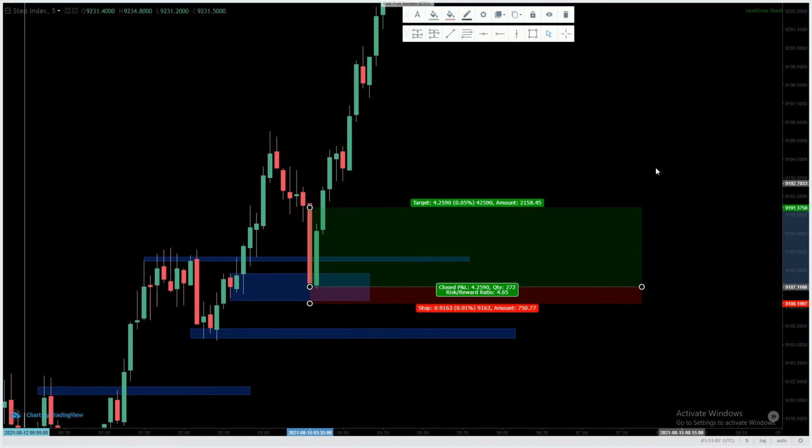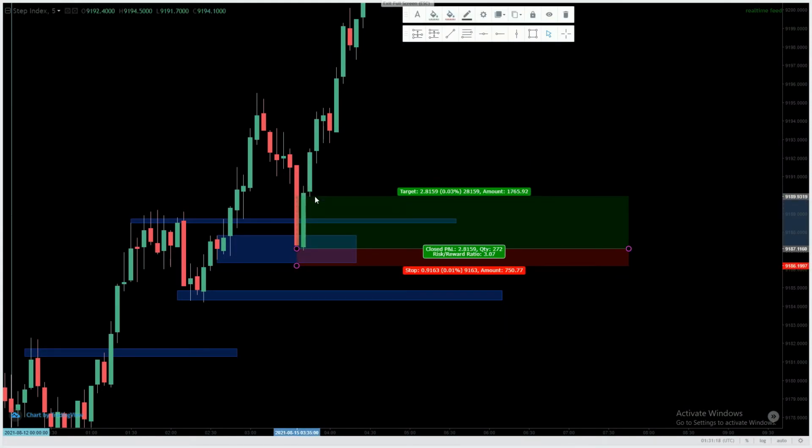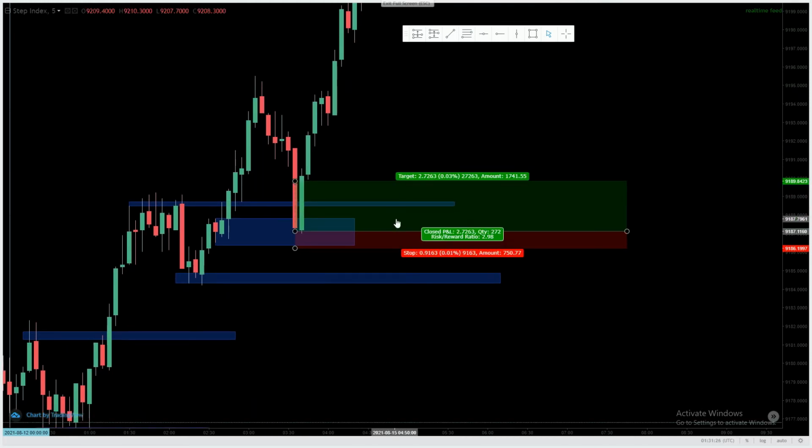So basically on step index, if you put your stop loss here, this is 90 cents. Then if the 3 is somewhere here, this is $2.70. So now this is when you use the last lot size.